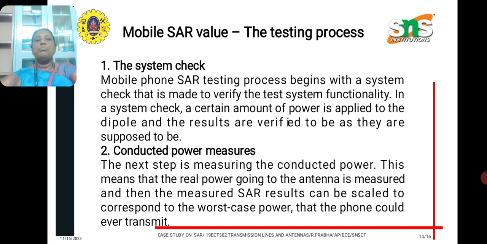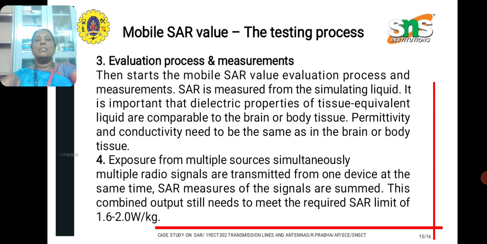Next is the conducted power measurement. This means that the real power going to the antenna is measured, and the measured SAR results can be scaled to the corresponding worst case power that the phone could ever transmit. The third step is the evaluation process and the measurement. Then starts the mobile SAR value evaluation process and measurements. SAR is measured in the simulating liquid. It is important that the dielectric properties of the tissue equivalent liquid are comparable to the brain or body tissue. So permittivity and conductivity need to be the same as in the brain or body tissue.